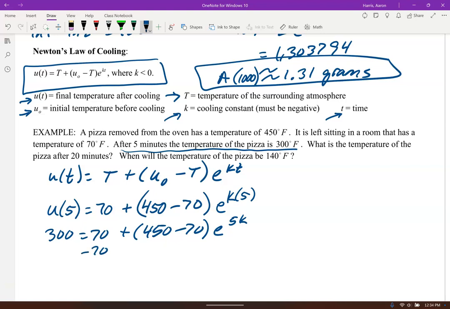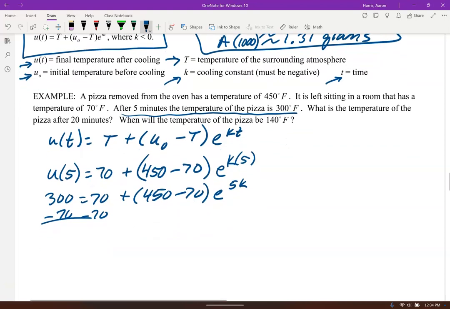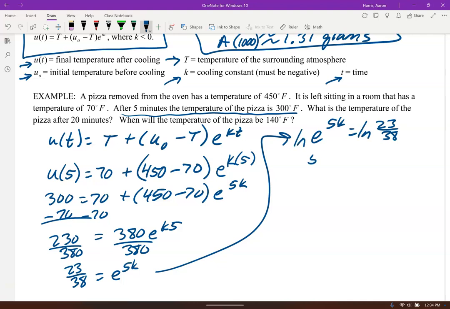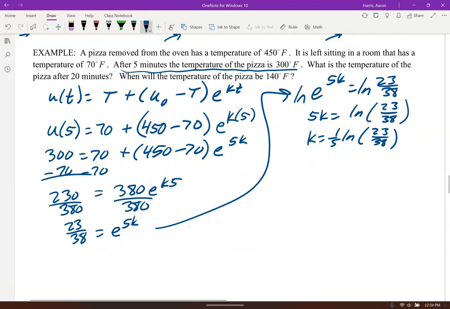So let's go ahead and subtract 70 from both sides. And so we have 230 equals 450 minus 70. What's that? 380 e to the 5k, divided by 380. So we got 23 over 38 equals e to the 5k. And take the natural log on both sides. So 5k equals the ln of 23 over 38. And then I'll divide that by 5. So k is 1/5 the ln of 23 over 38. And there's our decay rate. Okay.